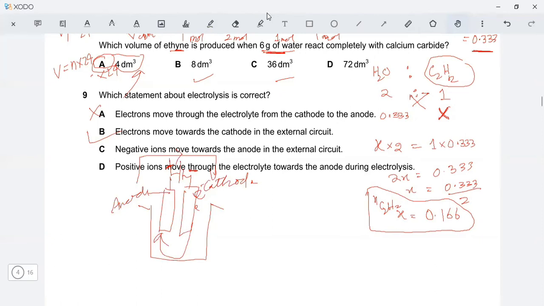Okay, so option C is not correct. It says negative ions move towards the anode in the external circuit, not at all. And D is also not correct. Positive ions move through the electrolyte towards the anode during electrolysis. This is also not correct. So the answer will be option, which option? Option B.